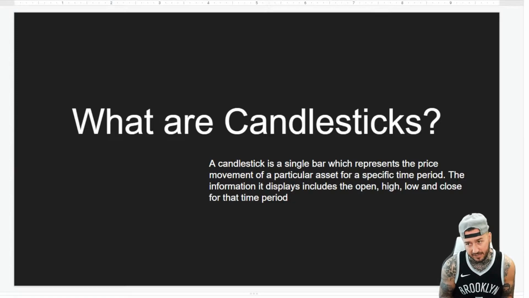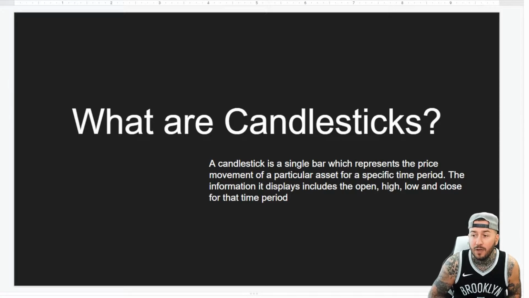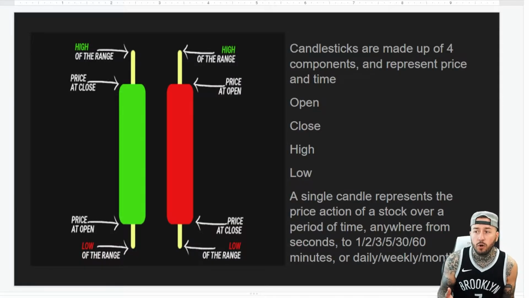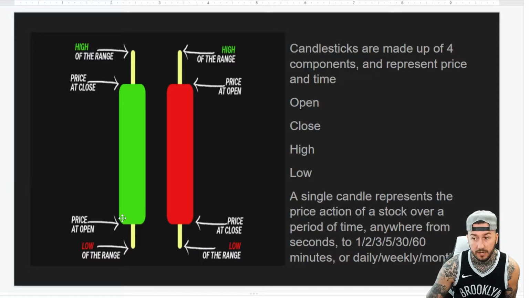What are candlesticks? A candlestick is a single bar which represents the price movement of a particular asset for a specific time period. The information it displays includes the open, high, low, and close for that time period. So in simple terms, a candlestick is a visual representation of time and price action of a stock. Candlesticks are made up of 4 components and represent price and time. So a candlestick has an open, a close, a high, and a low.